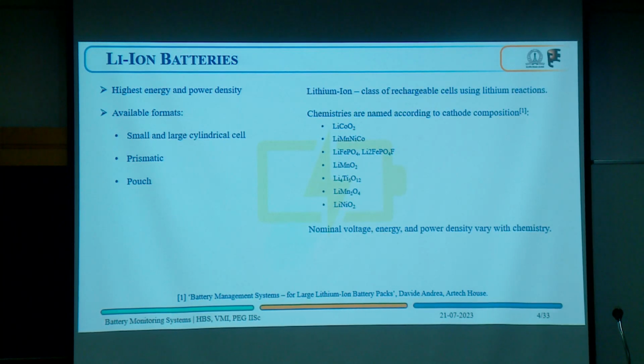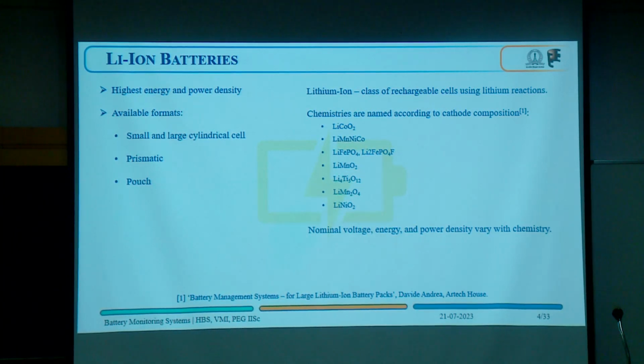What is lithium ion? Lithium ion chemistry is a lithium based chemistry. Lithium will be at one terminal, that is the anode, and then based on the cathode composition, the chemistries will vary. Here we have lithium cobalt, lithium manganese, nickel cobalt, lithium iron phosphate, lithium manganese titanium, like that. We have different battery chemistries. Based on the battery chemistry, the nominal voltage, that is this 3 to 4 volts, or even beyond that, can vary. The power density as well as the energy, everything can vary based on these chemistries.